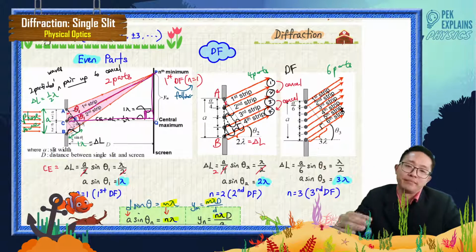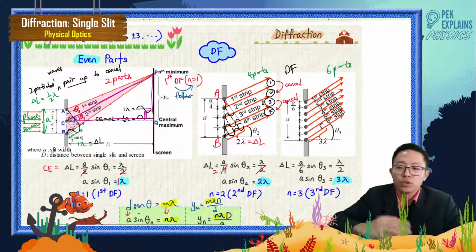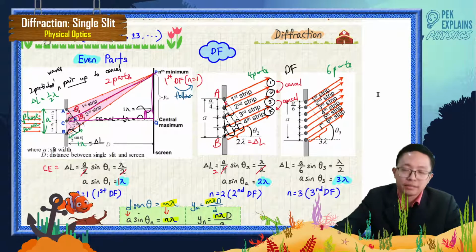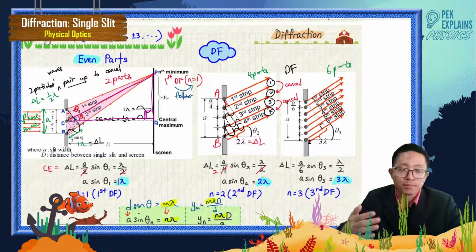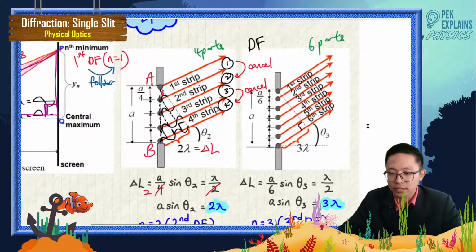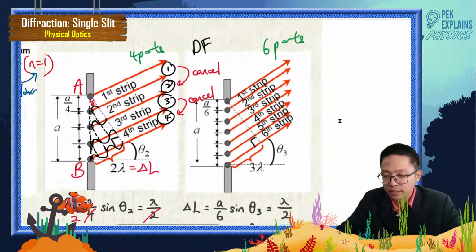Okay? So as you divide into more parts, 2 to 4 to 6 parts, you're actually moving up the screen, because dividing into more parts means higher delta L. You compare the first particle and the last particle. Let's investigate the 6 parts.